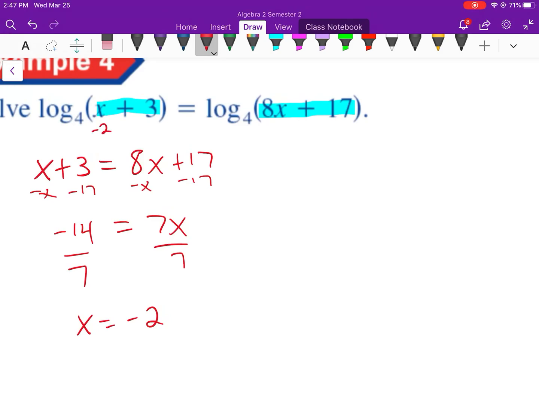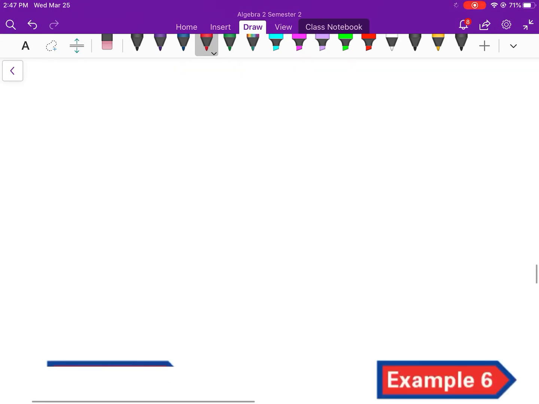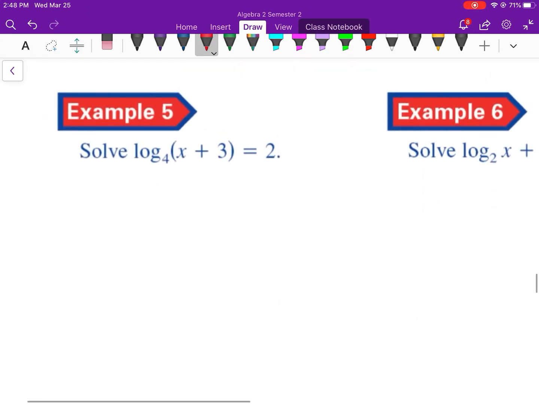So just doing a quick mental check, plugging negative 2 into here. Negative 2 plus 3, that's saying log base 4 of 1 equals log base 4 of, plugging in negative 2 there, negative 16 plus 17. Log base 4 of 1 equals log base 4 of 1, or 0 equals 0. I would say so. Therefore, we're good.